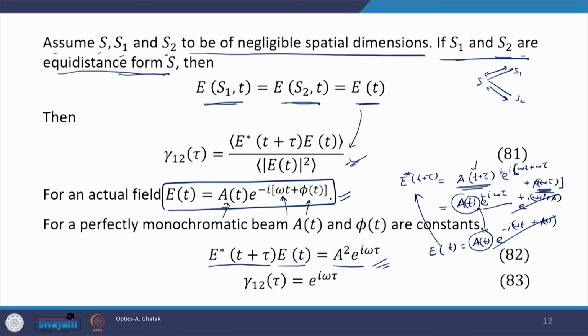Therefore, the expression for gamma 12 would be e to the power i omega t, because in the denominator we also have the time average of E(t) square, which is again equal to A square. Therefore, A square will go away, and the final expression of gamma 12 would be e to the power i omega tau.